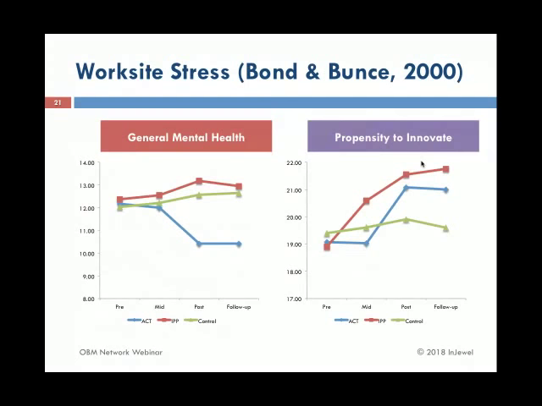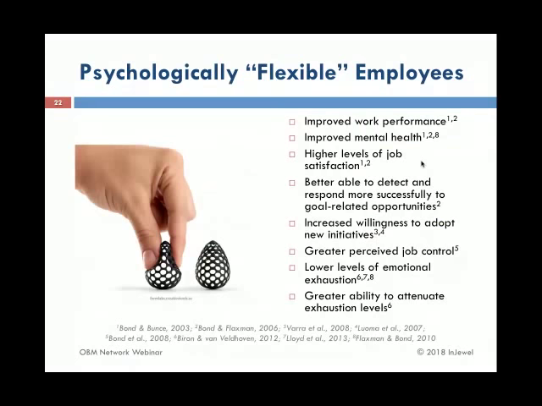And then this slide is just showing you the number of other outcomes that have been associated with improved psychological flexibility in work related research. So here we can see things such as improved work performance and improved mental health.